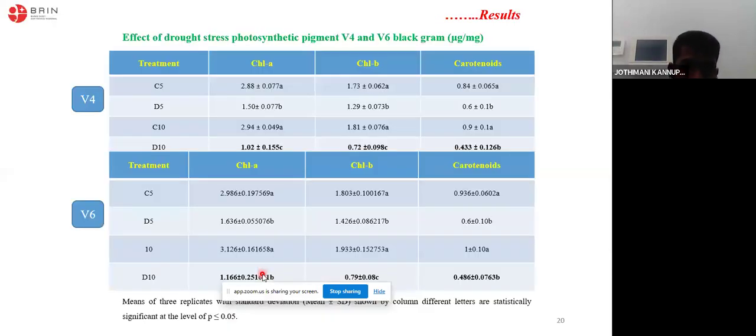This table shows the effect of drought stress on photosynthetic pigments in 1.4 and 1.6 black gram. The highest reduction of photosynthetic pigments such as chlorophyll A, B, and carotenoid was observed in 1.4 at the 10th day of water withholding, when compared to 1.6 and control.